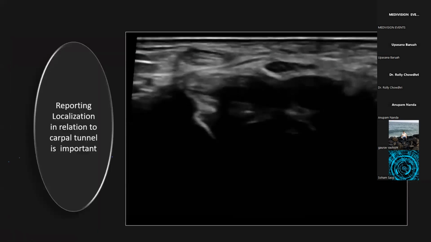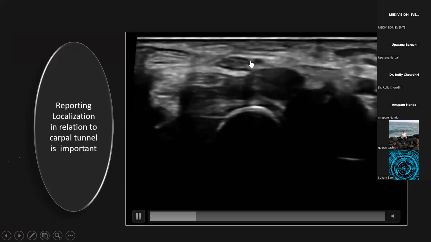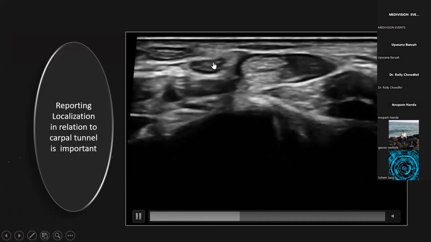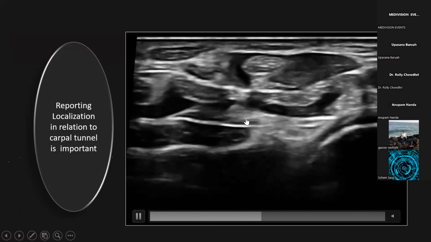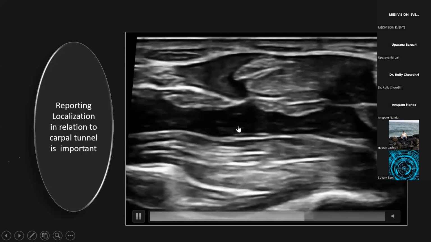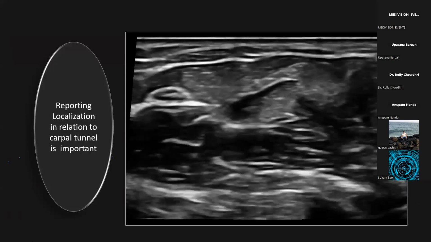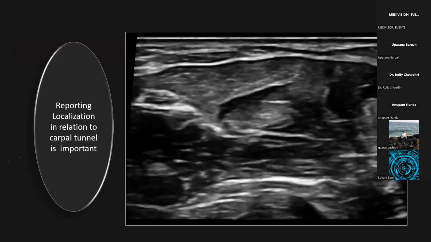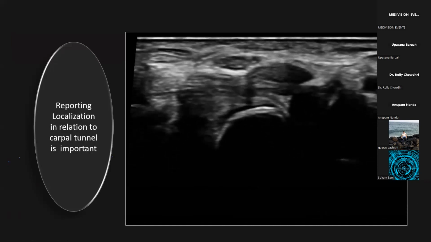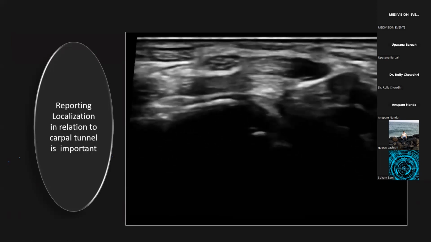In this case, we failed to find the palmar cutaneous nerve, but we can see some fascicles along with the median nerve in the carpal tunnel. And as we move down, it will follow the median nerve up to its origin at the pronator quadratus level. So possibly this is the palmar cutaneous nerve that is seen within the carpal tunnel. And we should report the localization of the nerve in the carpal tunnel because it is important for surgery, to avoid injury to the nerve.